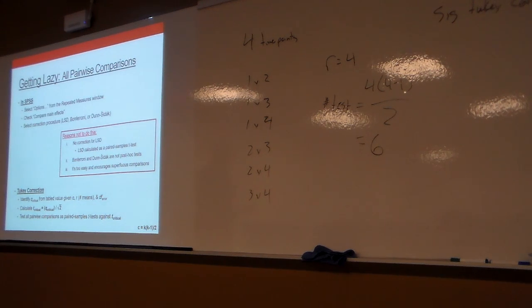Or if you want to be really stringent, you could derive your critical Q at alpha 0.01 if you wanted to. It just depends on what you want to do. Okay. Questions about this?